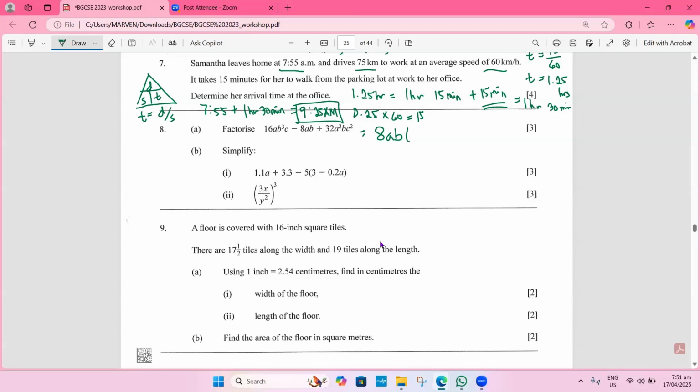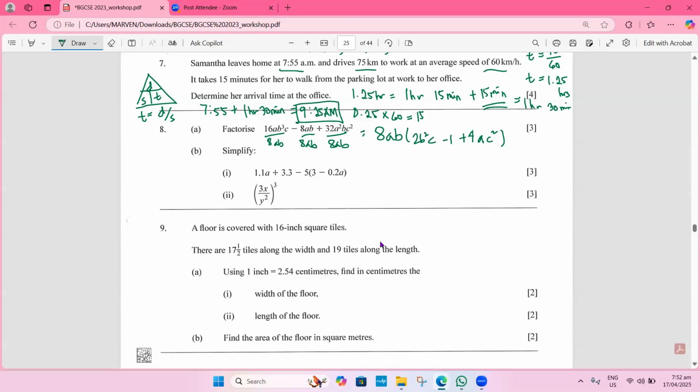So after having the common factor, we're going to divide all terms by it, so divided by 8ab. So 16ab cubed c divided by 8ab will give you 2b squared c. 8ab divided by 8ab, that is minus 1. And then 32a squared bc squared divided by 8ab will give you 4ac squared. Okay, so that's the answer.